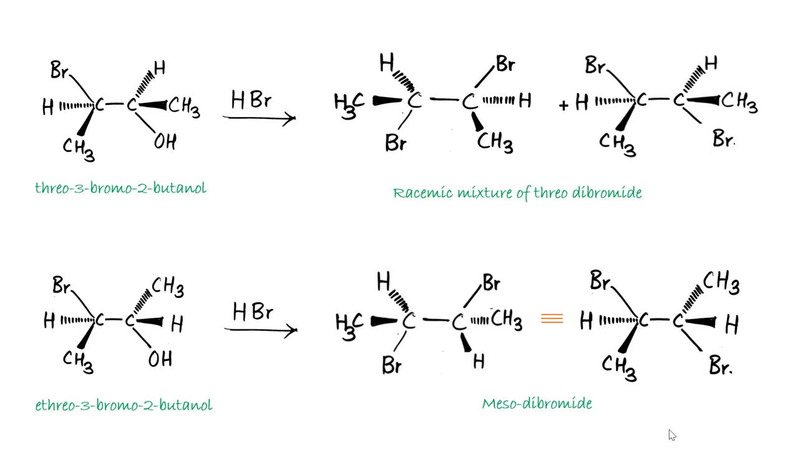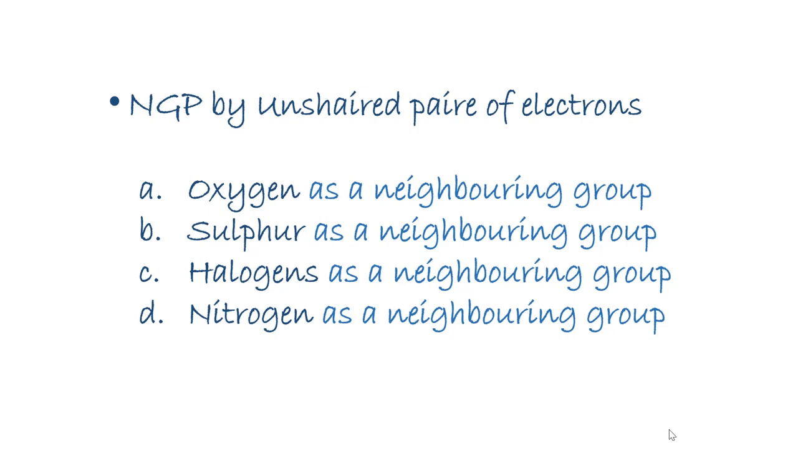These two different products are because of the NGP mechanism. In this lecture, we completed oxygen, sulfur, and halogen acting as a neighboring group. In the next lecture, we will see nitrogen as a neighboring group and some examples of pi bonding acting as a neighboring group participant. Thank you.